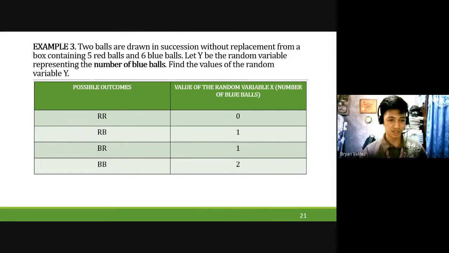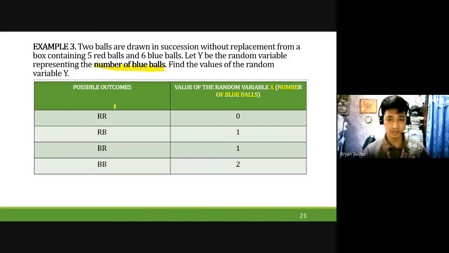So, two balls are drawn in succession without replacement from a box containing 5 red balls and 6 blue balls. Let y be the random variable representing the number of blue balls. Okay, number of blue balls. Sorry. Find the values of the random variable y. So, yung variable y natin is yung number of blue balls. Sorry, dapat y to, hindi siya x.